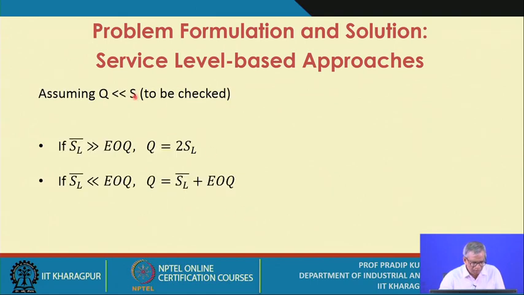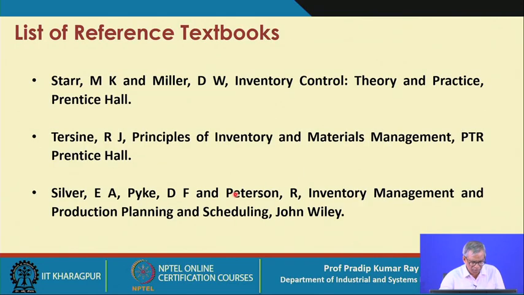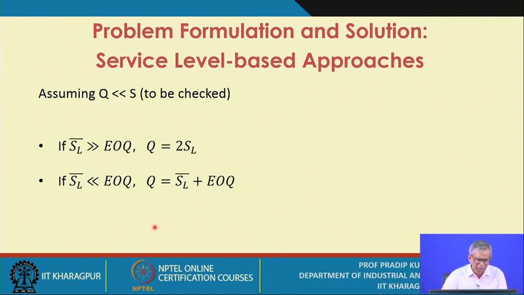Now, assuming Q is significantly less than S, this condition is to be checked. If SL bar is significantly greater than EOQ, then obviously the order quantity will be twice SL bar, and if SL bar is significantly less than EOQ, that is the classical EOQ, then the order quantity becomes SL bar plus EOQ. Okay, so these are the two expressions we have.